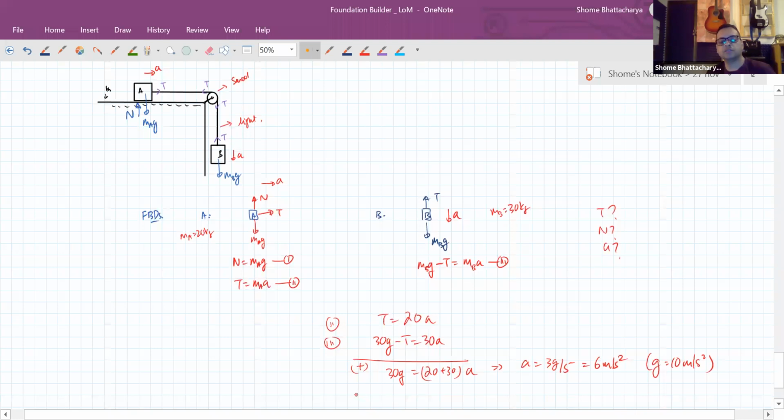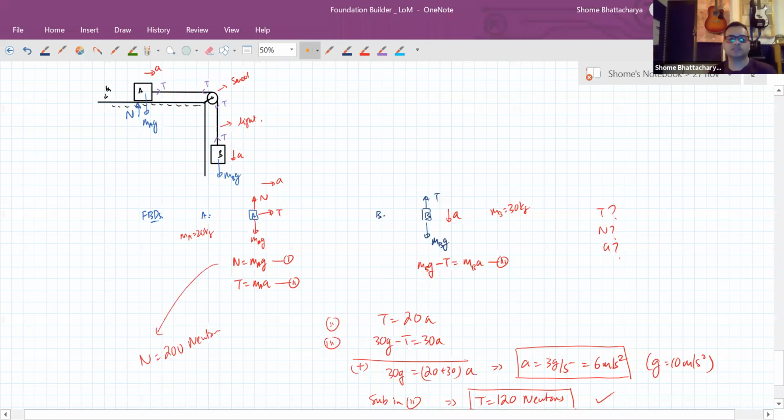Then substitute this in equation 2. So we'll get tension as 120 newtons. So that is your second thing. Acceleration has a magnitude of 6, tension is 120. That's it. And if you want, you can find out the normal reaction from this. The normal reaction will become 200 newtons. That was not really asked in the question, so not necessary.